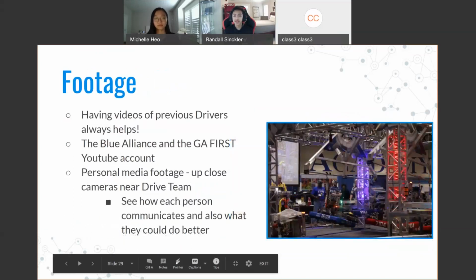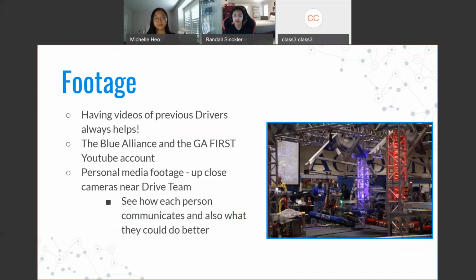So having footage of your drive team and robots is extremely helpful in maintaining a good drive team. The Blue Alliance and Georgia FIRST YouTube videos serve as a great tool to see ways to improve the strategy, but we personally love having our media team on the field tracking the robot's motions, because it can show us how we can improve our movements to minimize the time we spend not scoring.